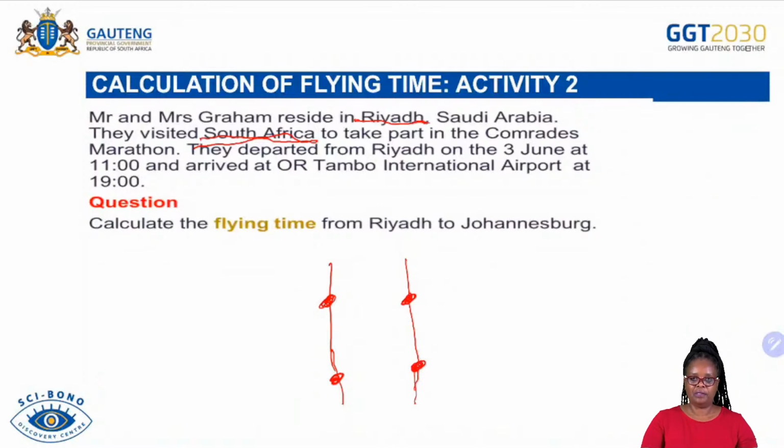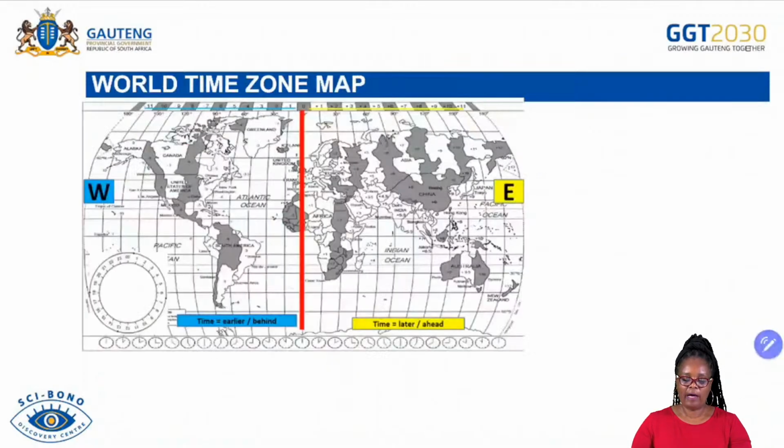That's a little twist that you need to remember. Here we are. We have put this. The 2 places here, they say it's Riyadh and South Africa. So I want us to go to our map to check where the 2 places are.